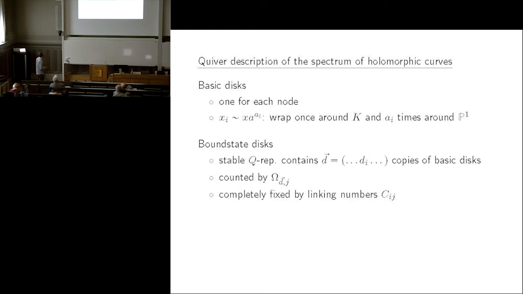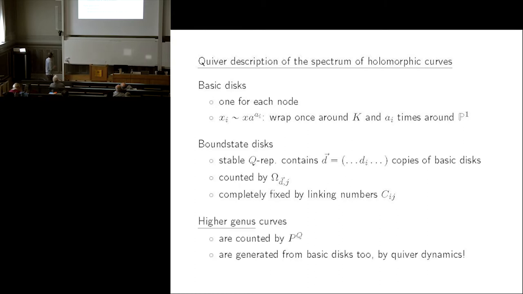But that's not all. The real bonus is that this does not stop at genus zero. The partition function of quiver representation theory is equal to the topological string partition function at finite Q, and what that suggests is that even higher genus curves are computed from bound states. They arise as bound states of basic disks. And somehow, everything just depends on how the boundaries of these disks link together. And the mechanism by which these bound states are all generated is encoded into some quiver dynamics.